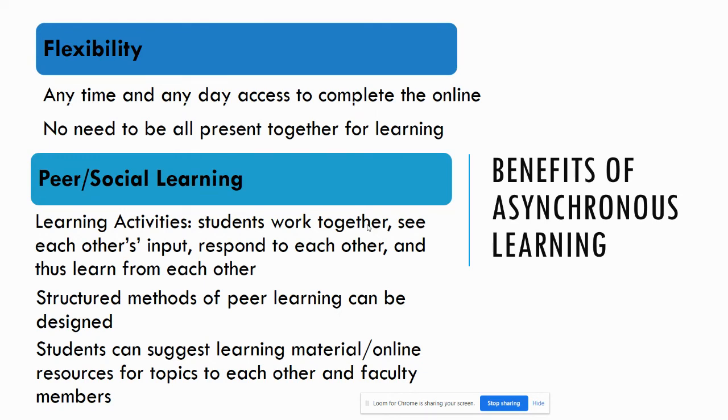The second benefit of asynchronous learning is peer or social learning, because most of these learning activities are done by the students together. They can see each other's input, they can respond to each other, and they can learn from each other. Also, structured methods of peer learning can be designed in asynchronous teaching and learning. It means students can learn from each other with the moderation of the faculty member. Students can also suggest learning material. They can be very active and find very good quality online resources for various topics, and they can share those resources with other students and with faculty members, and they can also become creators of knowledge here.